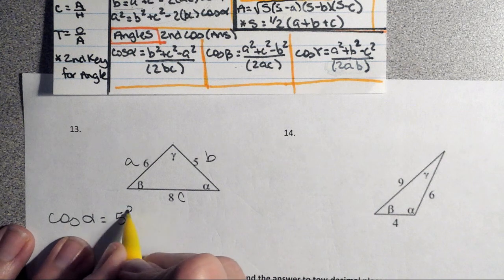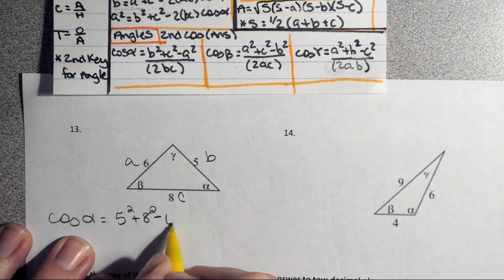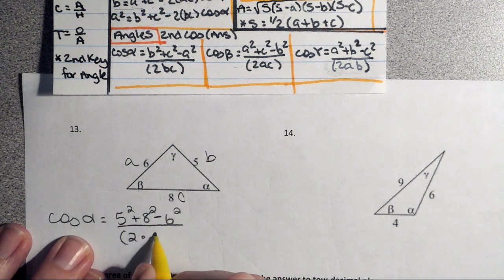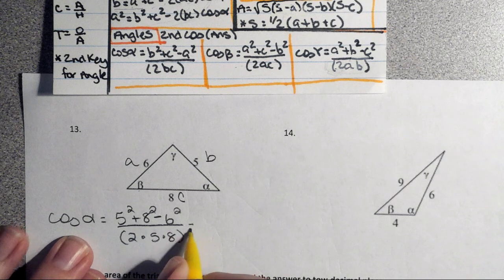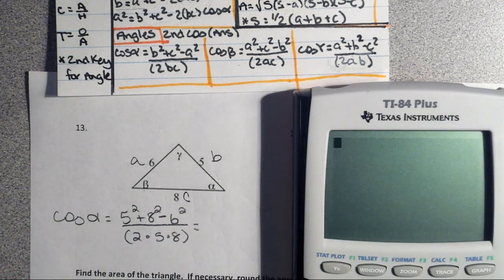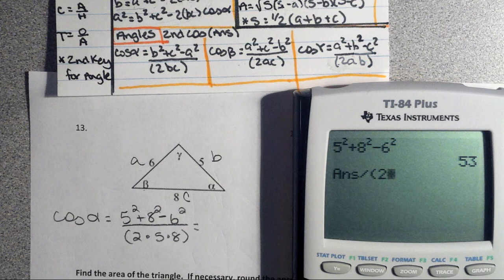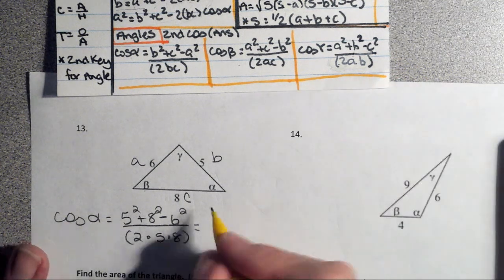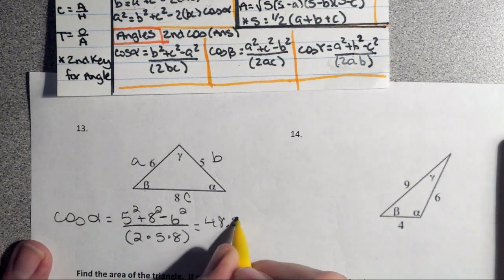I'm going to take my b squared plus my c squared minus my a squared over 2 times b times c. I'm going to type that in my calculator. So 5 squared plus 8 squared minus 6 squared, enter, divided by parentheses 2 times 5 times 8. And I'm going to second cosine, second answer. And we're going to find out that alpha is 48.51.